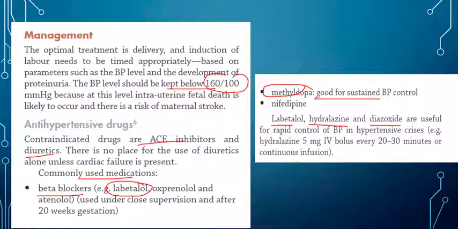So we have been discussing your antihypertensive drugs that we can use in preeclampsia, right? So these are the drugs. In case of preeclampsia or gestational hypertension, these are the medications that you can use: either beta blocker, methyl dopa, or nifedipine.